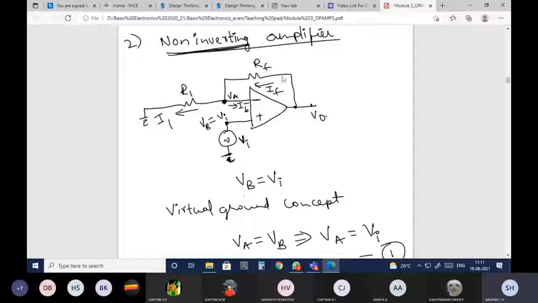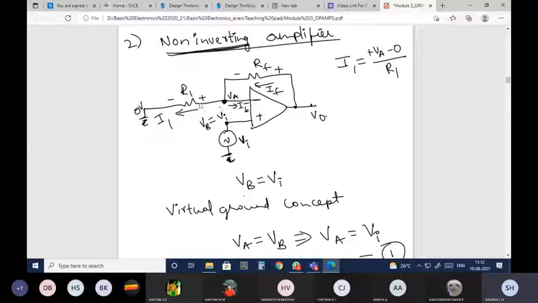Current is flowing in this direction, so this will be positive and this will be negative. So first I'll write the equation for I1. So I1 is equal to plus VA minus 0. This is grounded. It means that the voltage here is nothing but 0 volts. So VA minus 0 divided by R1. So that is the equation for I1.